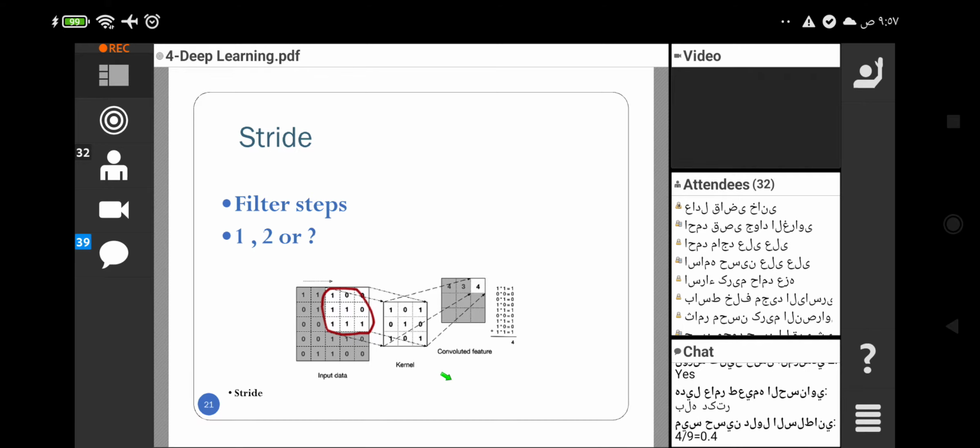No, the result is not divided by 9. The result is 4, and the 4 is put into that point. Yes, multiplying each value of the cell by the corresponding weight. Yes, okay, thanks.